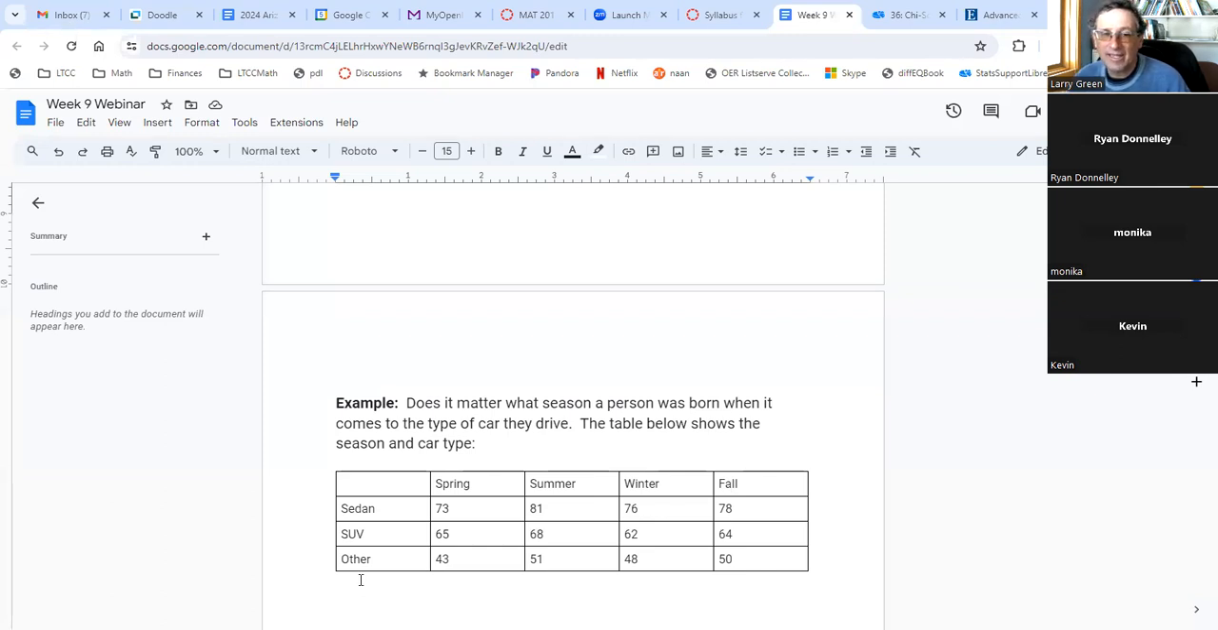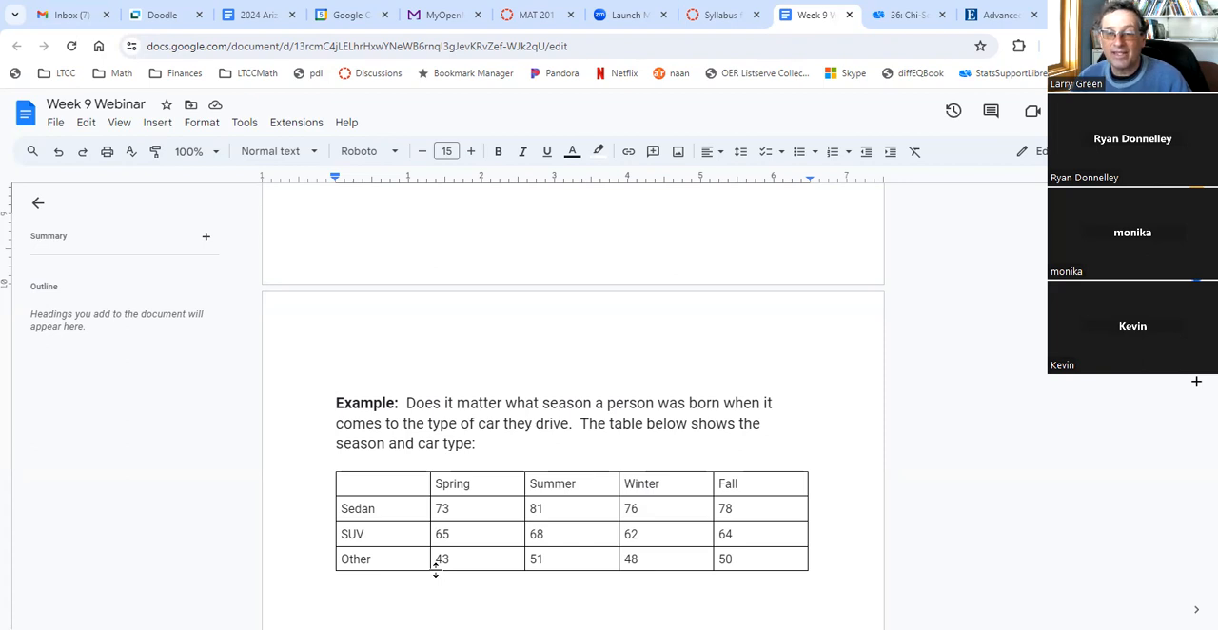Any questions on that idea? Or is it dependent on the kind of car they drive? Is that clear that that's what this is asking? Because that's what dependent means. Dependent means that if you're told the answer to one question, that will change the probability of the different answers for the other question. So if you're told when they were born, summer, then that would change the probability of sedan, SUV, and other. And that would make it dependent, if that was true.